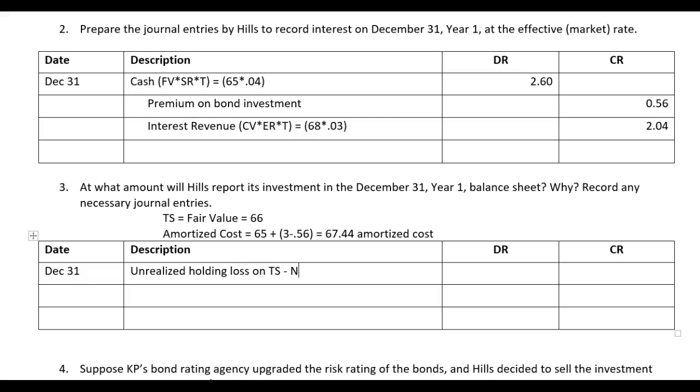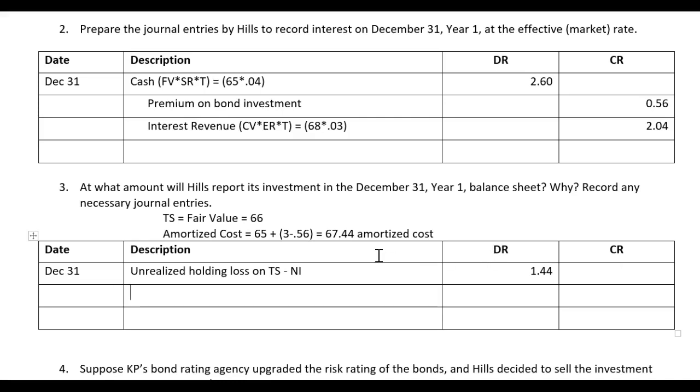Now we do need to note, losses on trading and gains on trading securities for that matter actually go into net income. They will be part of our net income on our income statement. So we need to denote that. Trading securities are net income. So we're going to go in and we're going to hit that for 1.44. How did I get that? Well, 67.44 is our amortized cost. 66 is our fair value. That's a difference of 1.44.